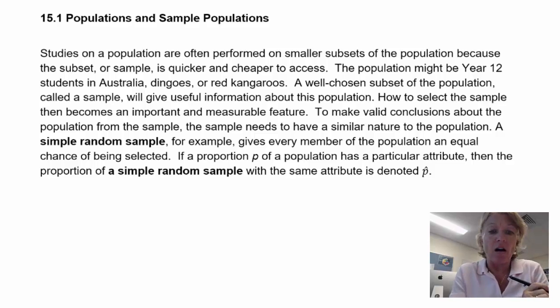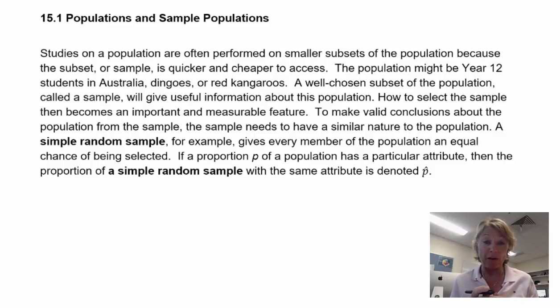Studies on a population are often performed on smaller subsets of the population because a subset, or sample, is quicker and cheaper to access. The population might be Year 12 students in all of Australia, dingoes in eastern Queensland, or red kangaroos. A well-chosen subset of the population called a sample will give useful information about this population.